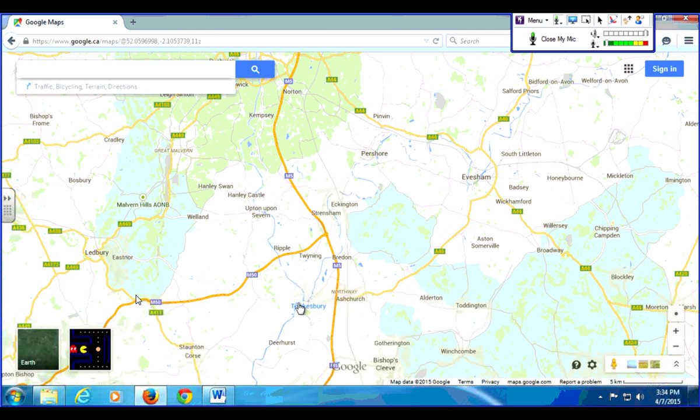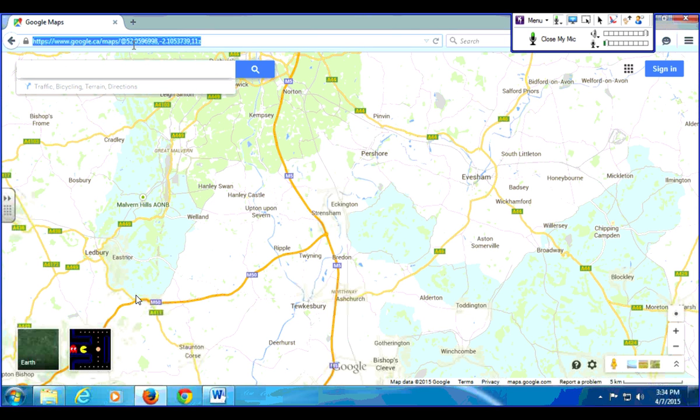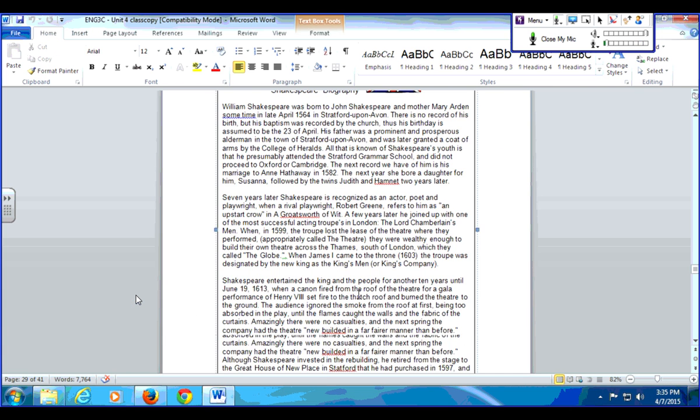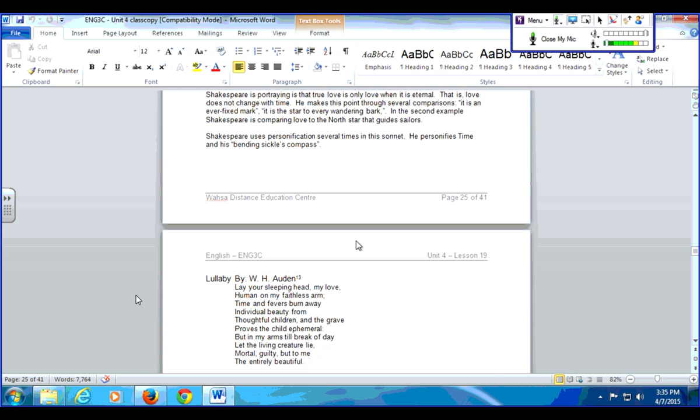So, with that in mind, we're going to jump into our next one now, because I want to make sure we have enough time to get everything done today. Our last poet is named W.H. Auden.